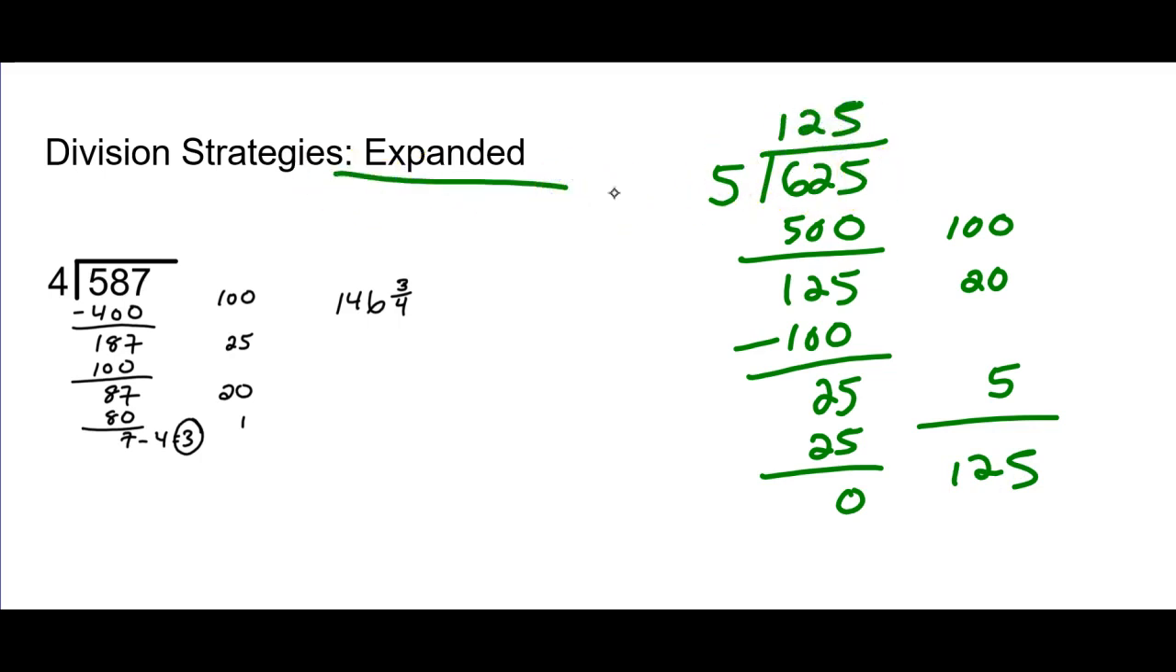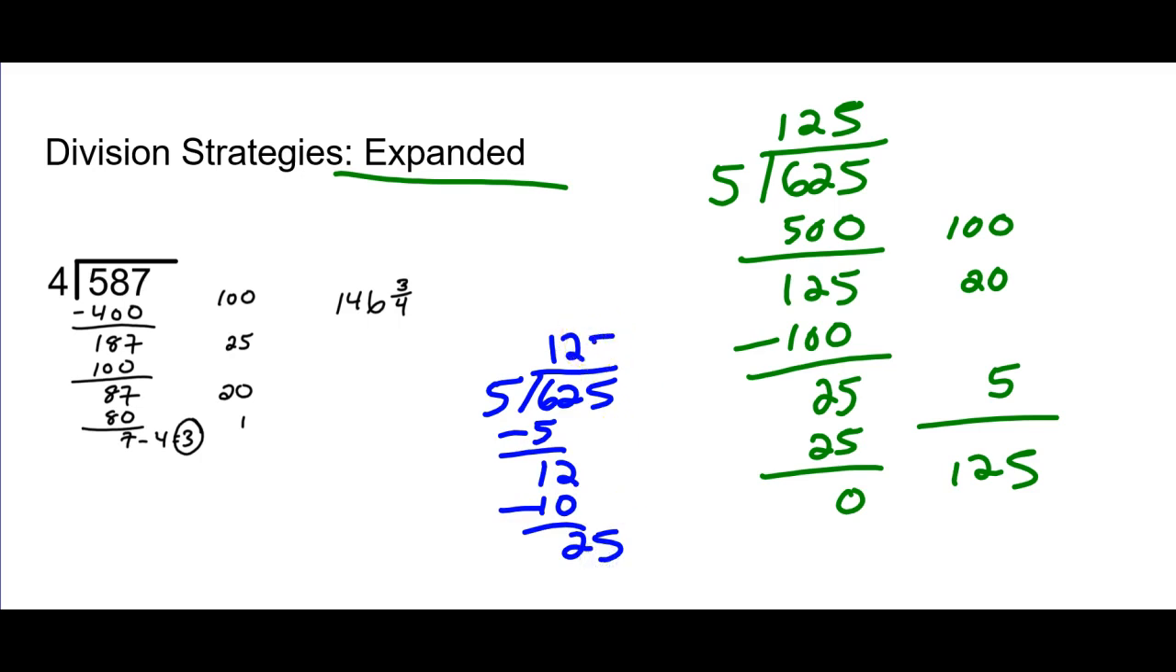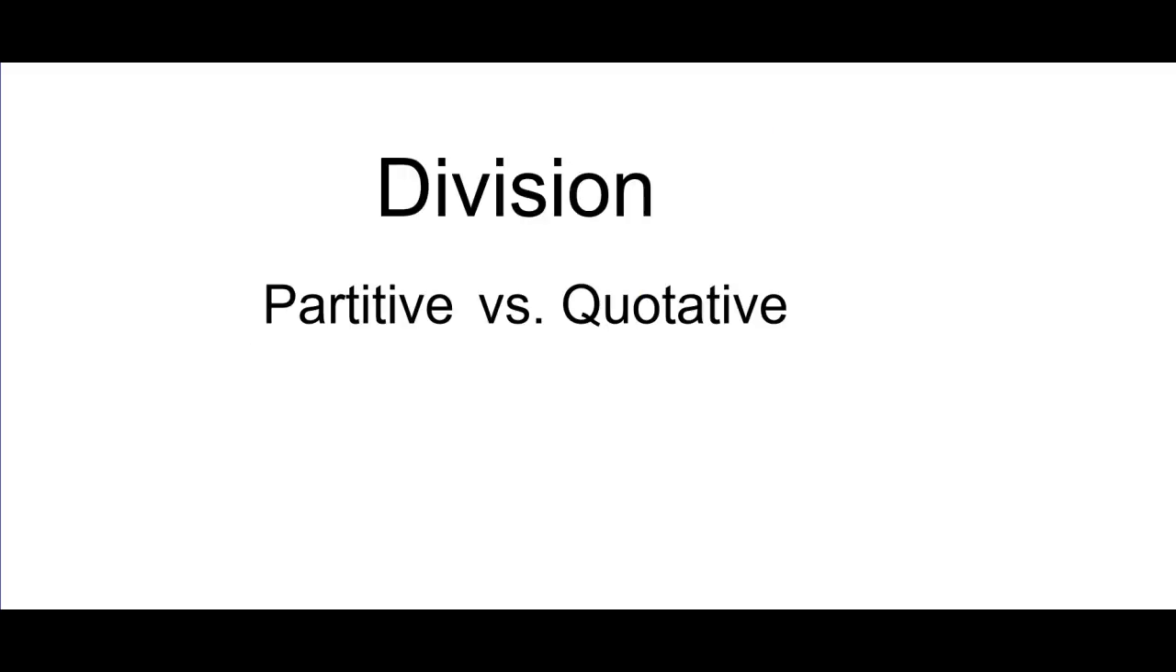This is using our expanded model. It's very close to traditional, but remember, traditional would look like this. 5 into 625. 5 goes into 6 once, 1 times 5 is 5, subtract, bring down the 2, 5 goes in that twice, multiply, subtract, bring down the 5, and then a 5 up there. So although they look similar, they are different methods. Here I'm just picking numbers that I can multiply and subtract, and then adding those numbers up to get my answer. So it's just another way; it looks like traditional, but it's a little bit different.